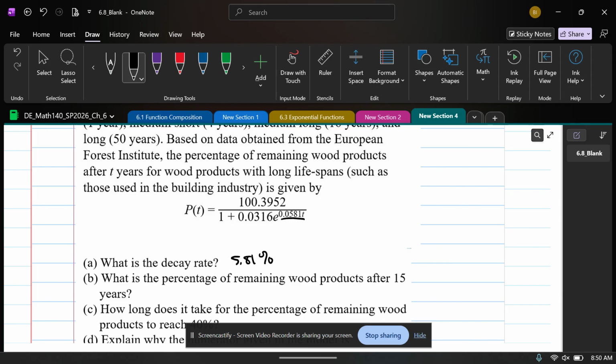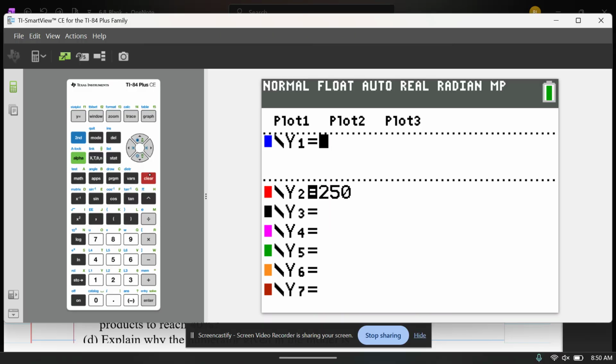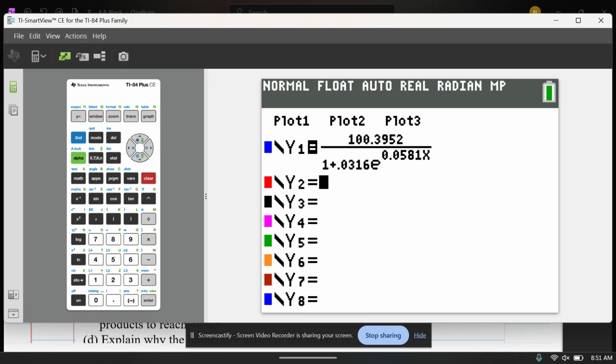So we can either manually put in a 15 or we can graph that thing and then trace 15. Whichever way. I'm going to graph it because I'm going to end up using the graph eventually anyway. So I'm going to graph that equation. So I'm going to go to y equals, I'm going to put in that fraction. And I've got 100.3952. Then on the bottom I have 1 plus 0.0316 e to the 0.0581 x. And I'm going to clear out that 250.